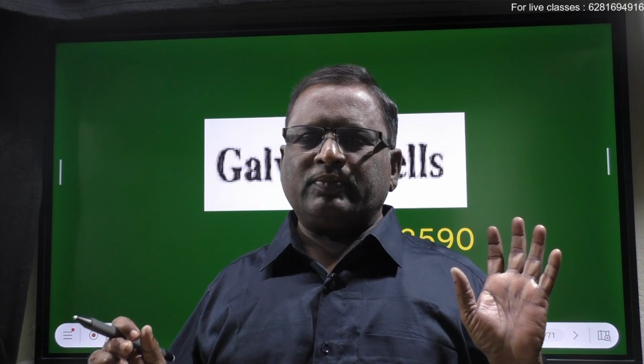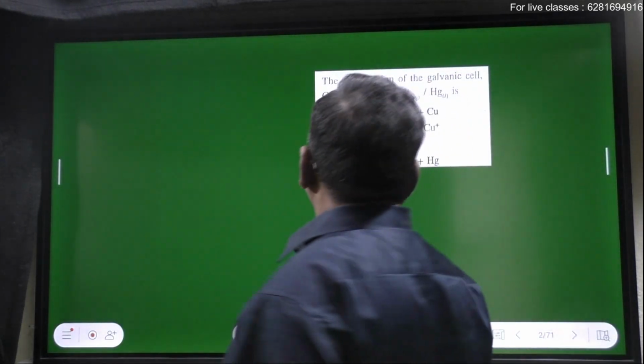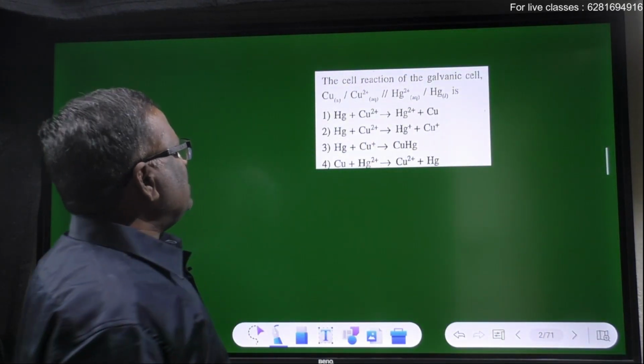Here we have two half cells, one is the anode half cell and the other is the cathode half cell. The chemical reactions are redox reactions. At the anode half cell oxidation takes place and at the cathode half cell reduction takes place. In this lesson, the first question is the cell reaction of a galvanic cell.